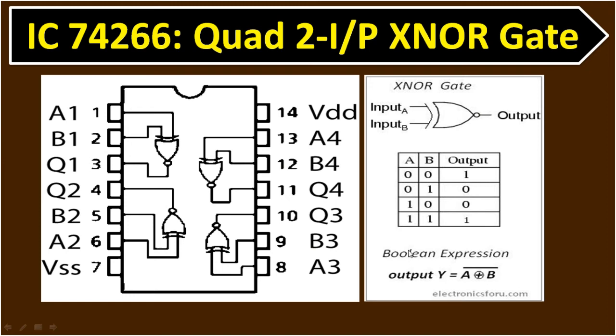Okay. So here you can see the output Y is equal to A XOR B whole bar. So the outputs are complemented as compared to the XOR gate. Okay. So it is XNOR.